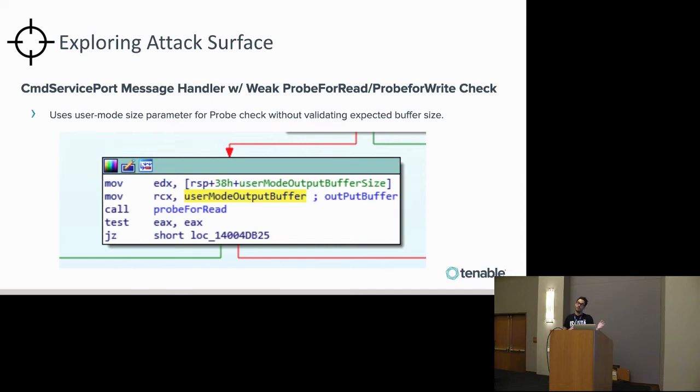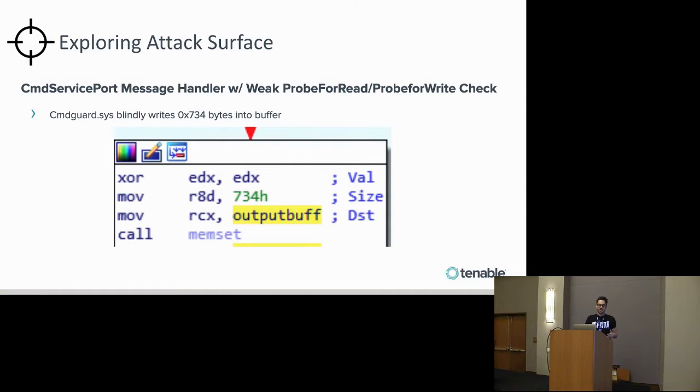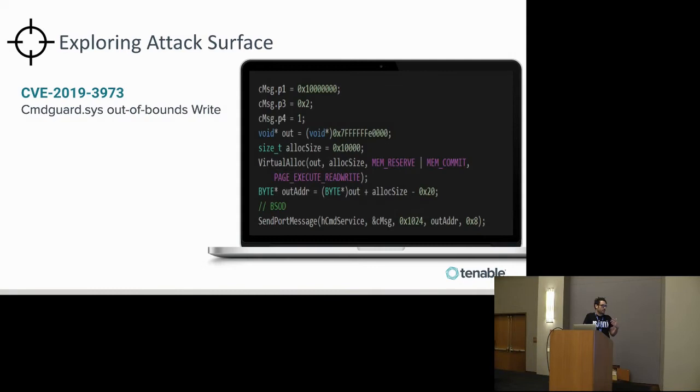And I'm hoping this next example will clear it up. So here's Komodo actually blindly, soon after that ProbeForWrite check, just memsetting, you know, hex 734 bytes to my buffer that I pass from user mode. And the way we can corrupt this is by writing code something like this.